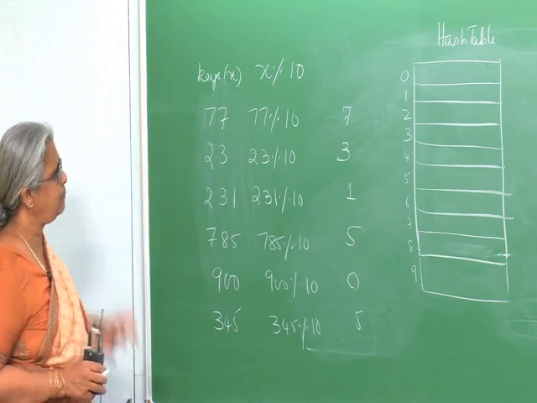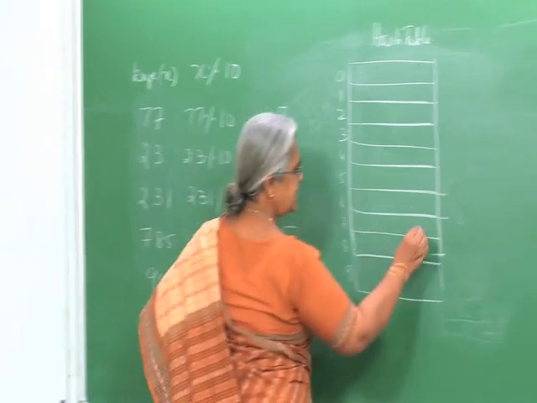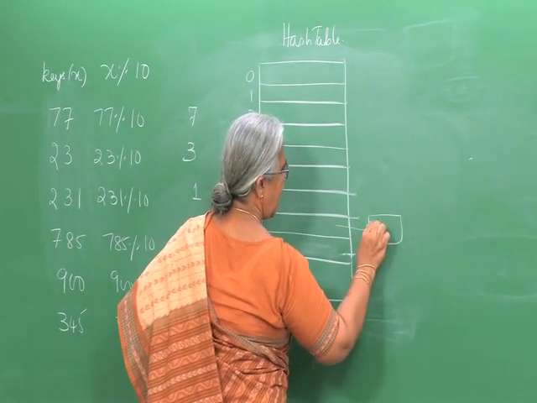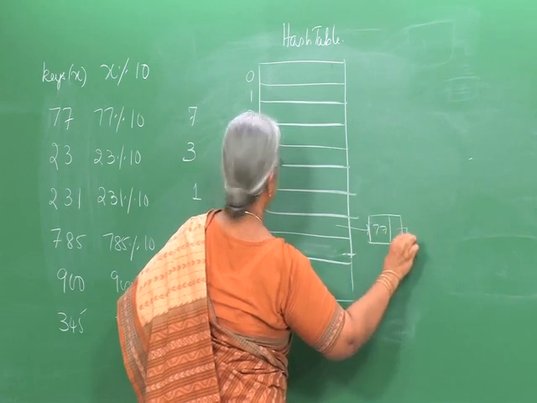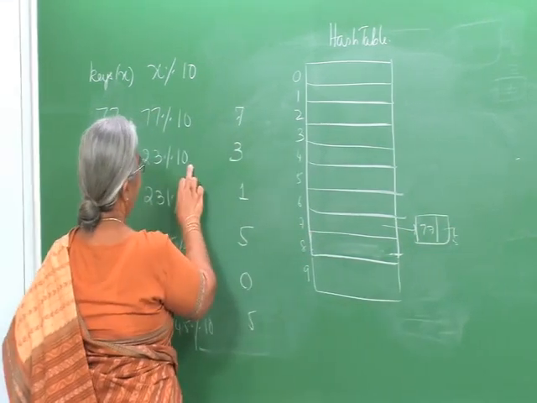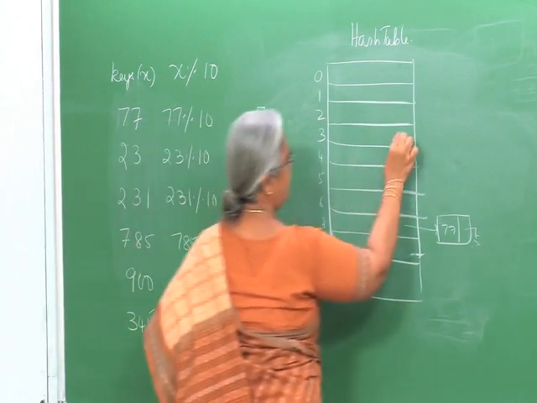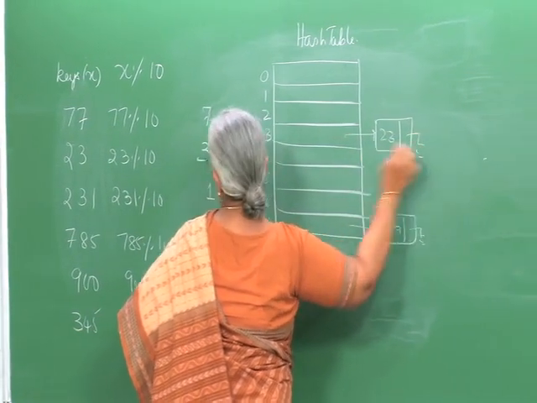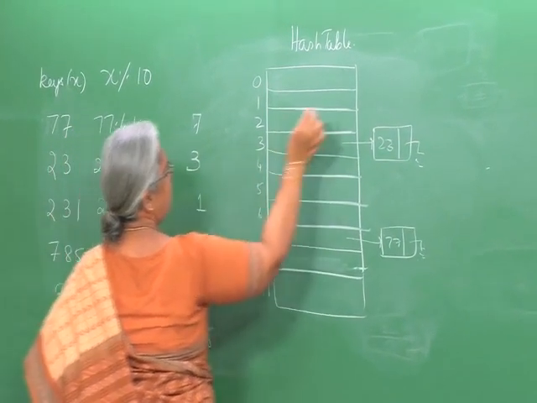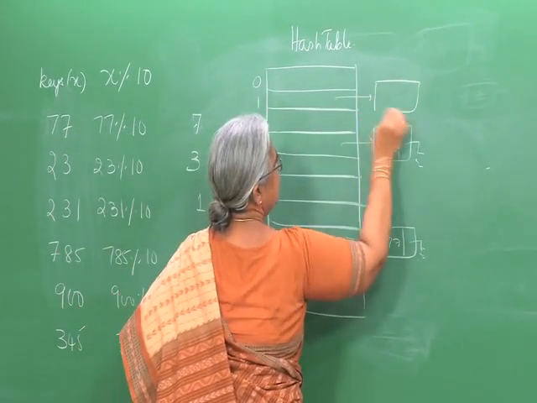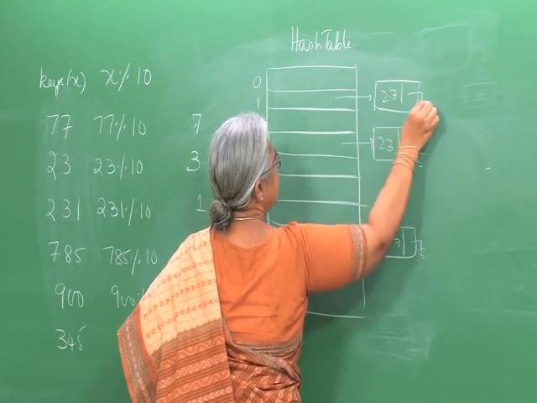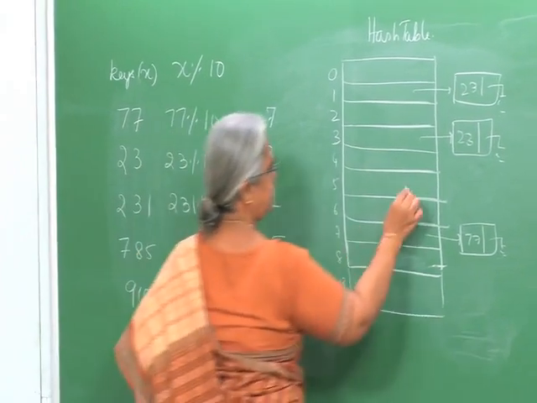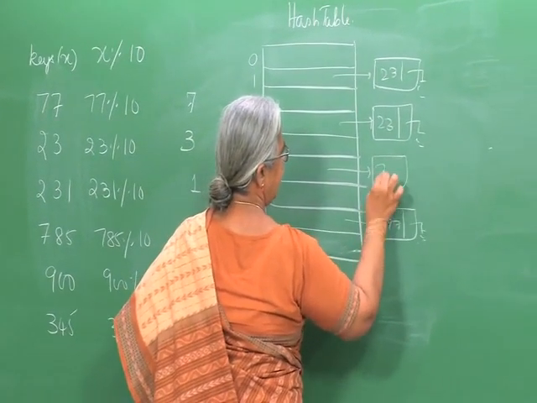So now let's see, where will we put 77? We will put 77 over here. We create a list at this point and put 77 here. 23 will go into the third bucket. We put it over here. Then 231 will go into the first bucket. So far so good, there are no collisions. 785 will go into the fifth bucket. This is 785 over here.